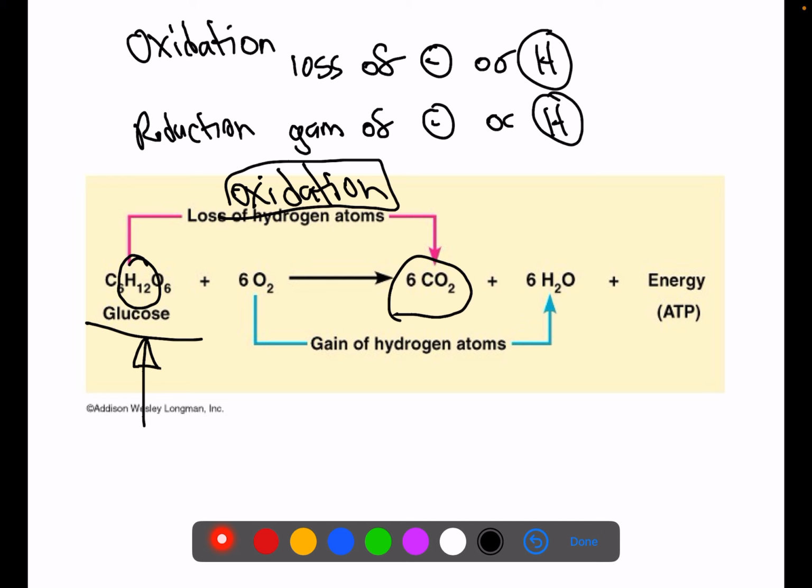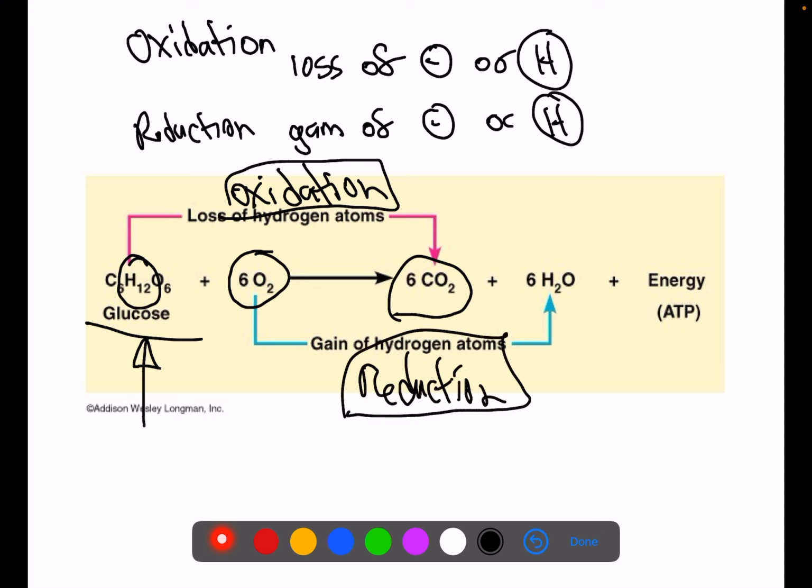Who is picking them up? Who is doing the reduction part? That's going to be oxygen. Oxygen is gaining the hydrogens that are being pulled out of glucose, and because it gains them, that's your reduction. And you might remember that you can't have oxidation without reduction, and this is why we lump together the two terms, and we simply call it redox.